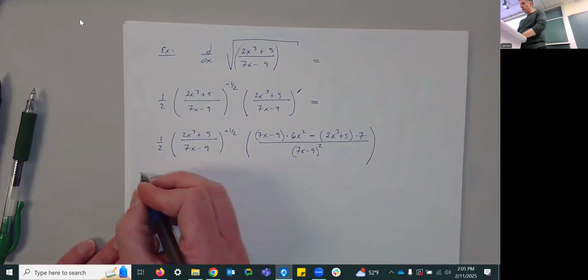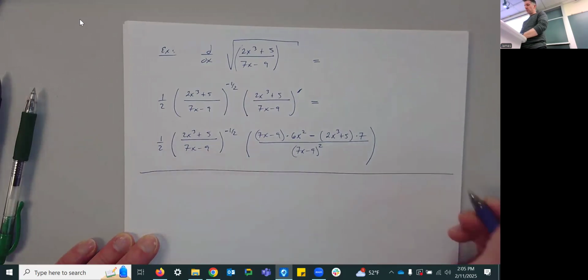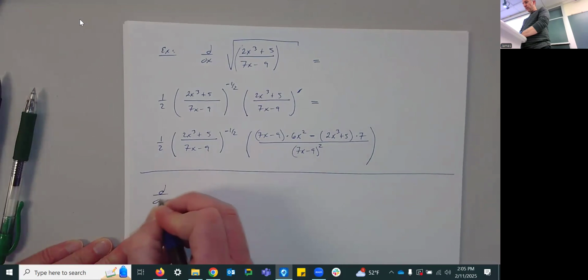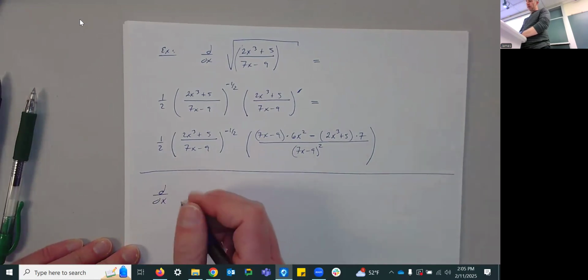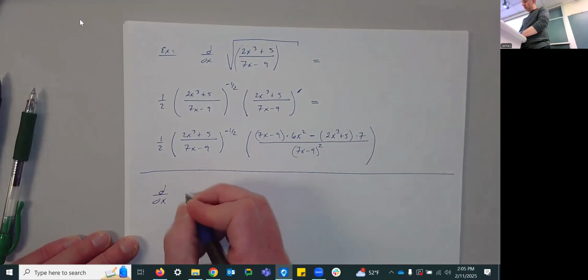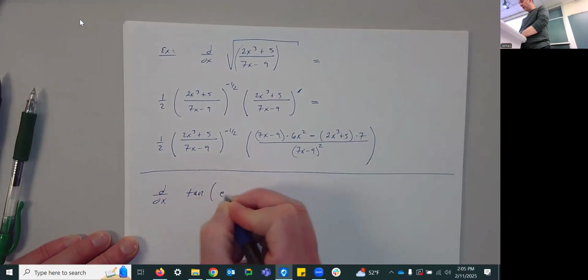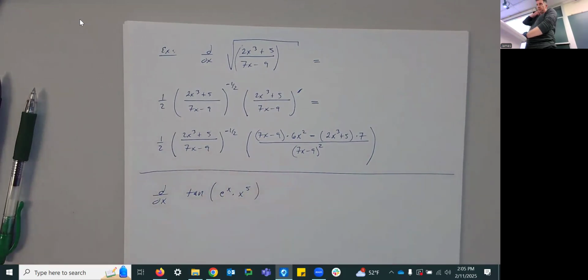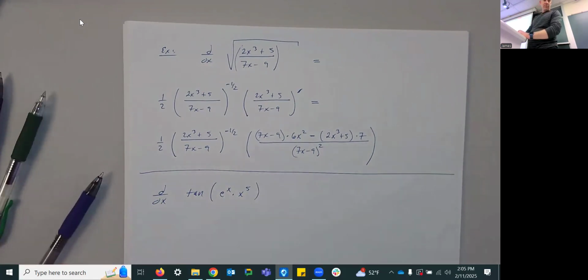Why don't you all try doing this one? I want you to find the derivative of, sure, let's make it not the worst thing you've ever achieved. Sure, let's do tangent of e to the x times x to the 5th. Yeah, I like that. Try finding that derivative.